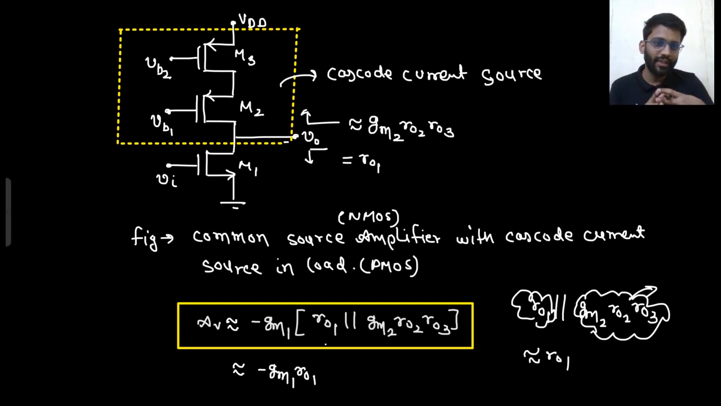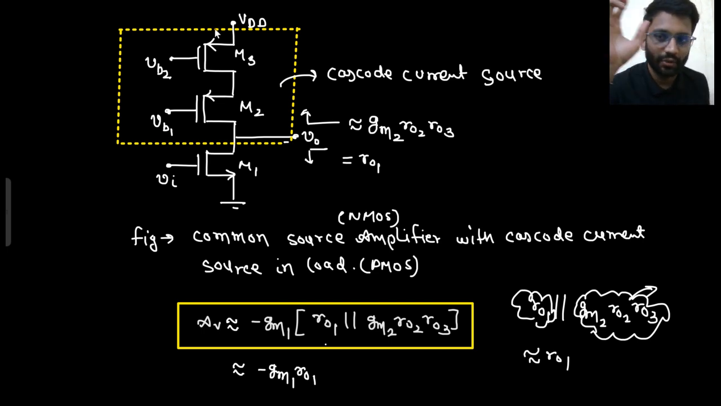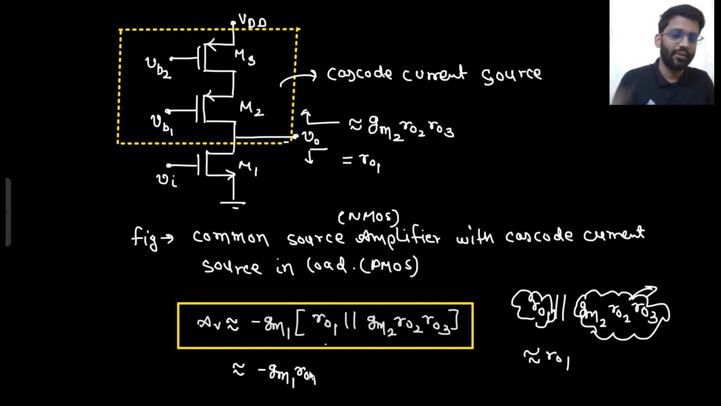Now my target is to get a high gain. I have made a current source which is having higher output impedance. So this current source is good. But when I check the gain, it is nearly minus GM1 R01, which is not that much high. But I need a higher gain.